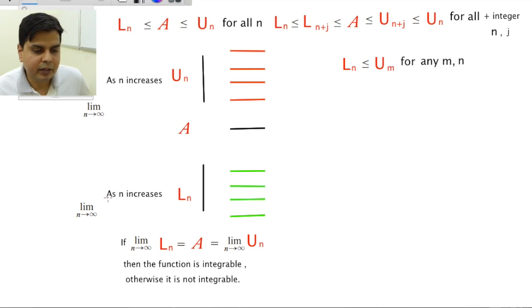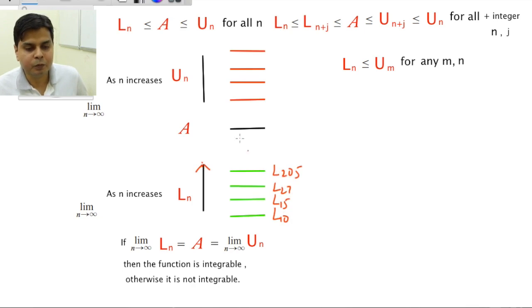So basically what it says is that as n increases, that is under the condition of limit n tending to infinity, these Ln's will go on increasing like this. So my L10 will be here, my L15 will be here, L27 will be here, L205 will be here, they will go on increasing. Similarly, as n increases, these Un's will go on decreasing. So my U10 will be here, U22 will be here, U305 will be here, then U417 will be here. So as you go on increasing n, the U's will go on decreasing.